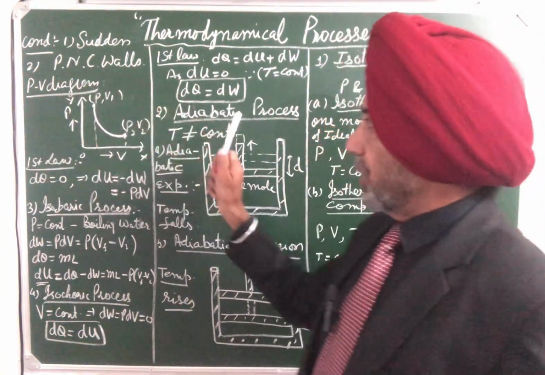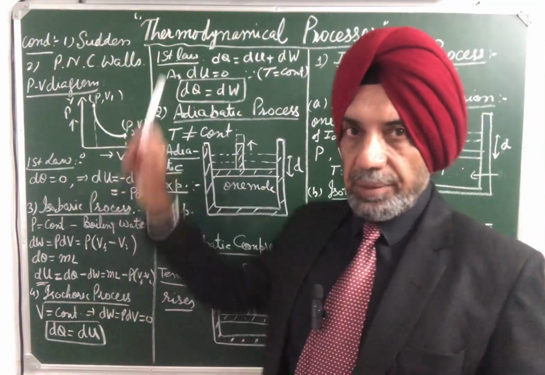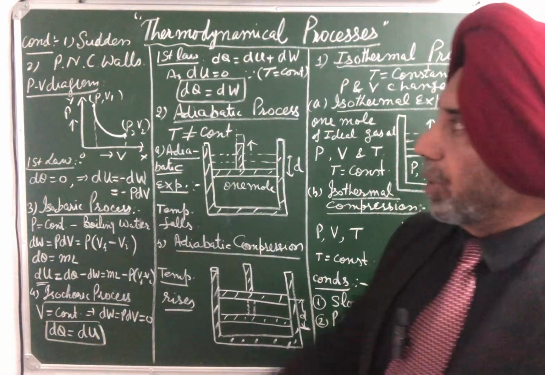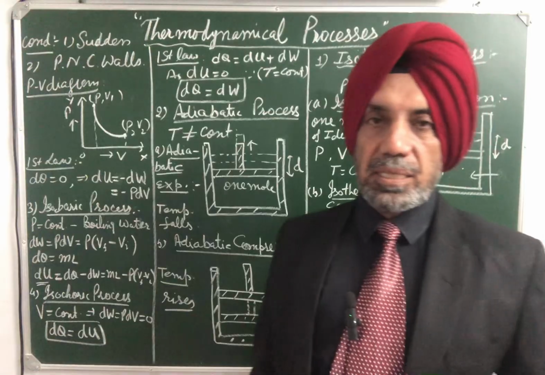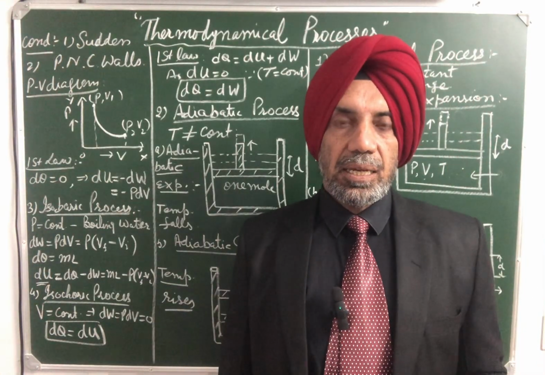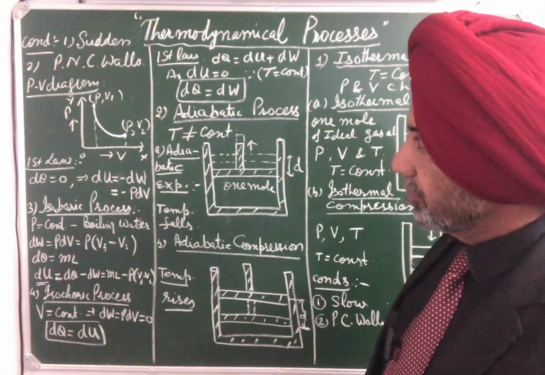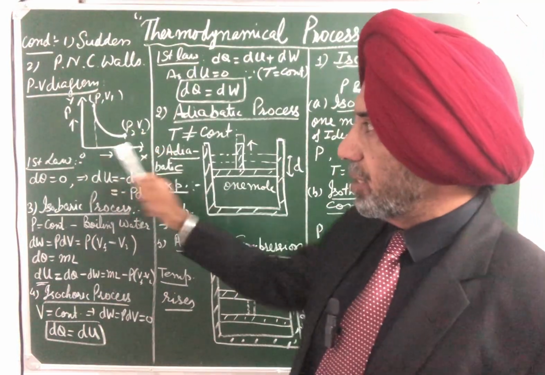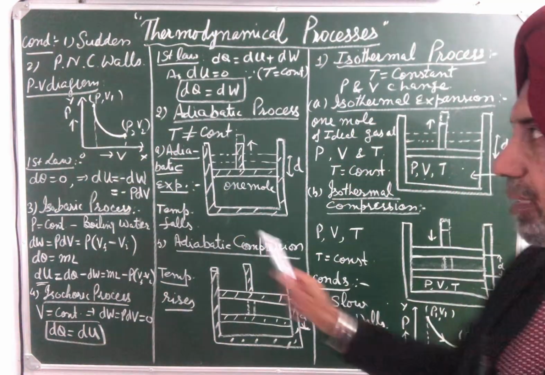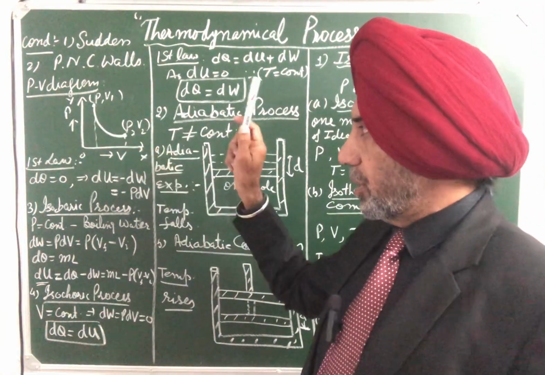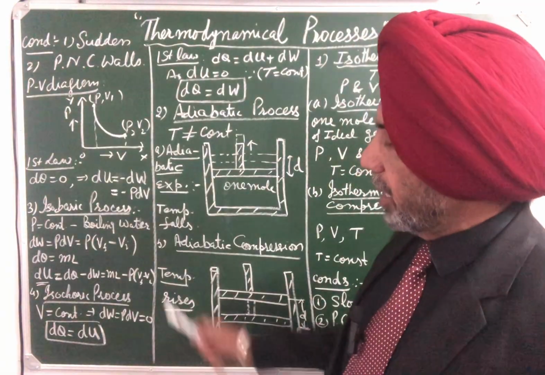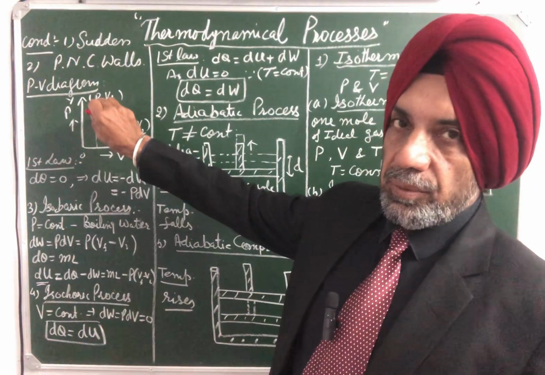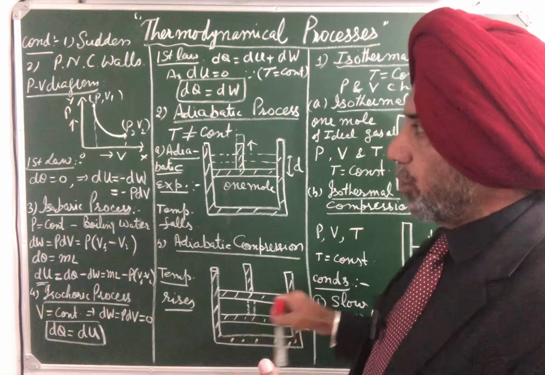Now, the conditions for this adiabatic process are that it should be sudden and the walls should be perfectly non-conducting walls. In case of an adiabatic process, no heat is allowed to enter or leave the system. And if you plot the PV diagram or indicator diagram for this process, it comes out to be a curve like this, which is steeper than the corresponding isothermal curve. So it can be proved mathematically also by finding its slope. So the PV diagram for an adiabatic process is steeper than the corresponding isothermal.